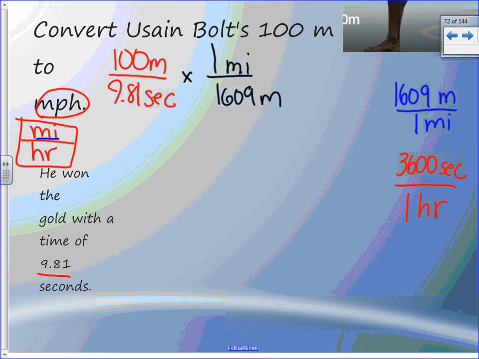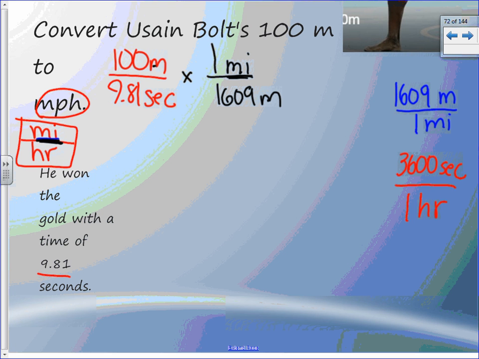So the reason why you need to flip it, reason number one, the meters need to cancel. Do you guys see this? Meters over meters. If you don't have one on the top and one on the bottom, it's not going to cancel. Reason number two, when you look at your desired answer, miles is on top. So you want miles on top. All right, so two different reasons.